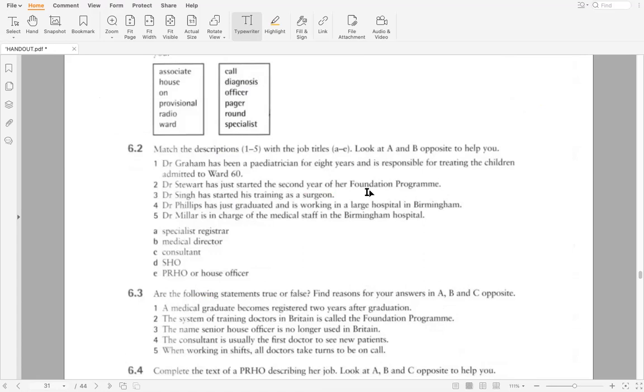Dr. Snai has started his training as a surgeon. He has started the training, so this is a specialist registrar. Dr. Phillips has just graduated and is working in a large hospital in Birmingham. This is a PRHO or house officer. Dr. Miller is in charge of the medical staff in Birmingham Hospital. This is in charge of the medical staff, so this is the medical director.